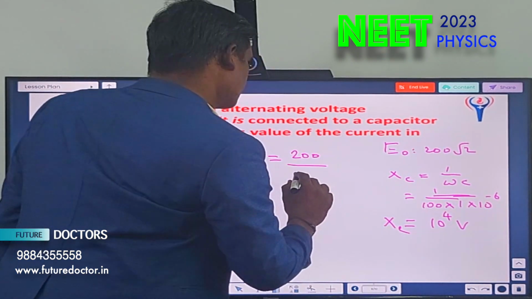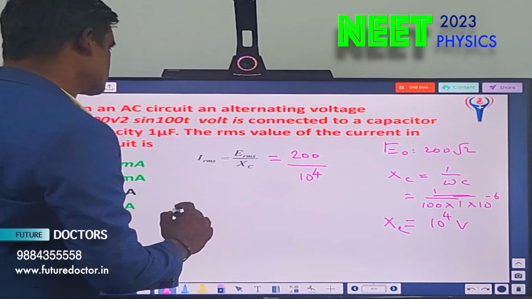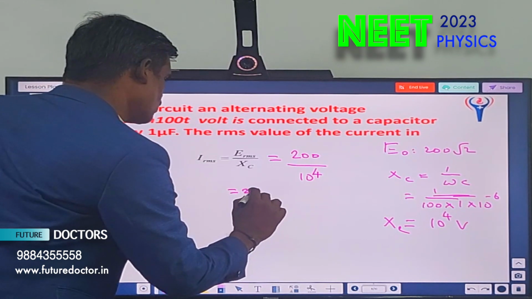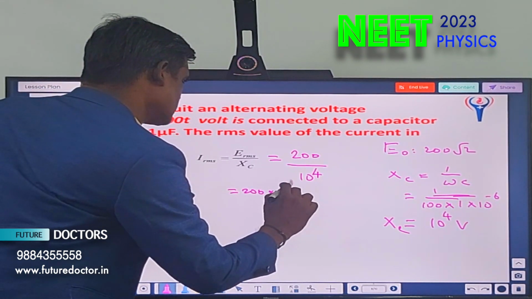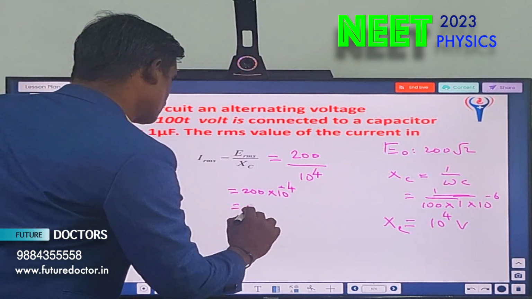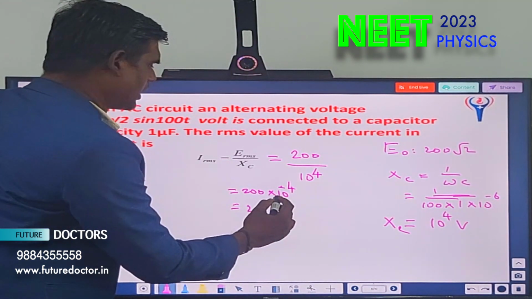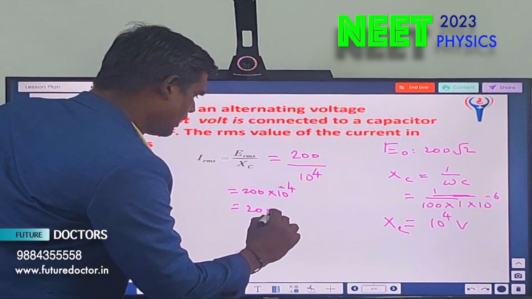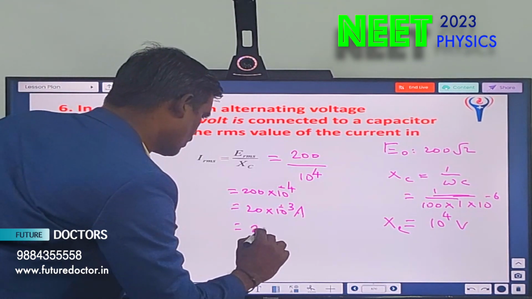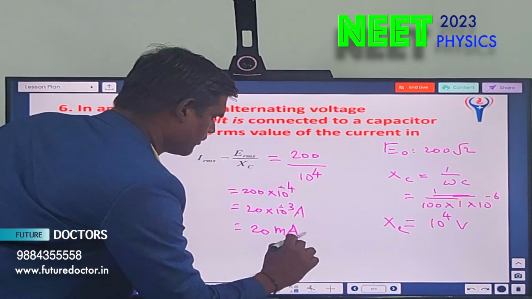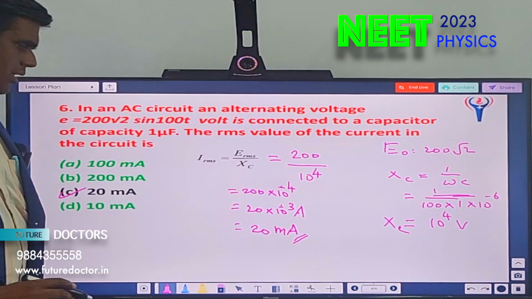Then substitute here by 10 power 4. 10 power 4 comes up 10 power minus 4. That is 200 into 10 power minus 4. Then it gives 20 milliampere. That is 20 into 10 power minus 3 ampere. That is equal to 20 milliampere. That is option C. Option C is the correct answer.